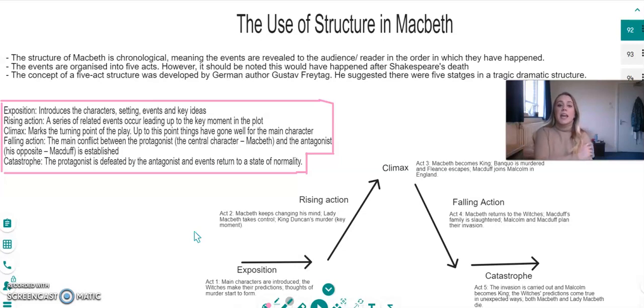So that is a brief overview of the use of structure in Macbeth, specifically the tragic dramatic structure.